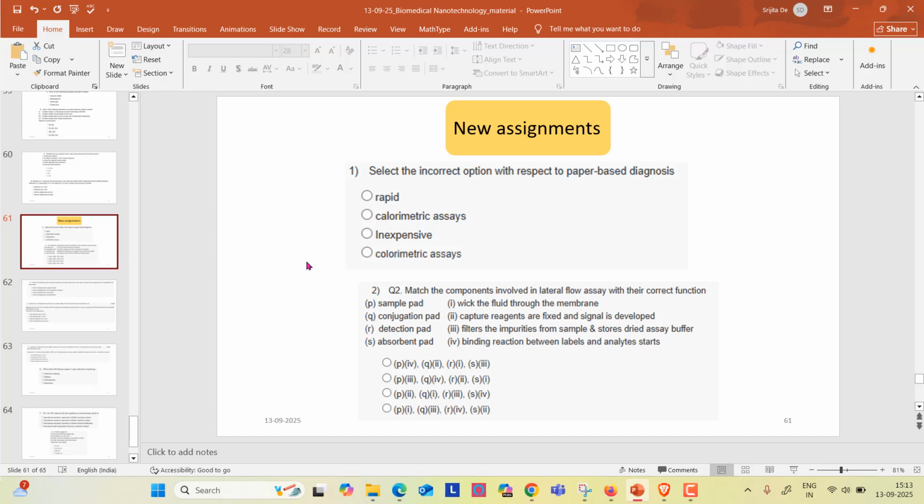So, select the incorrect option with respect to paper-based diagnosis. Select the incorrect option with respect to paper-based diagnosis. So what are they?